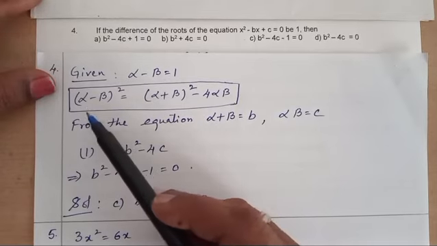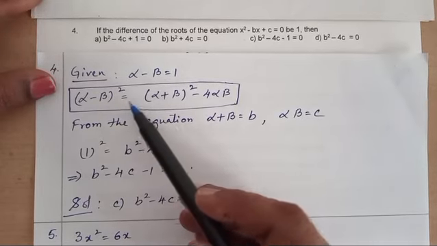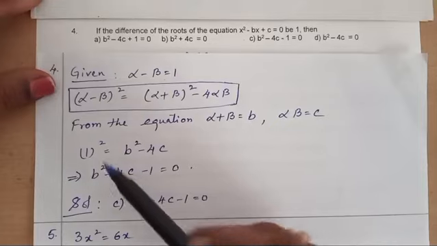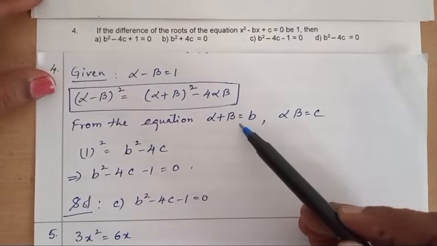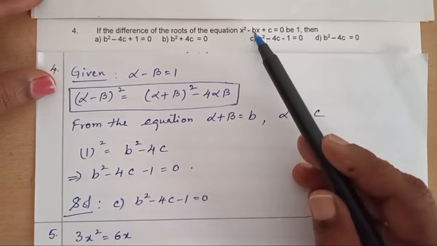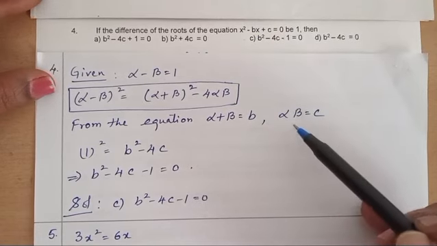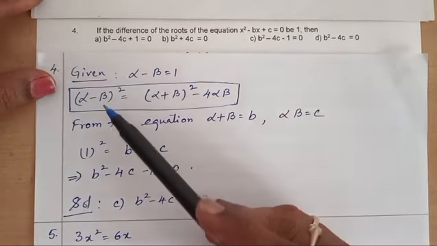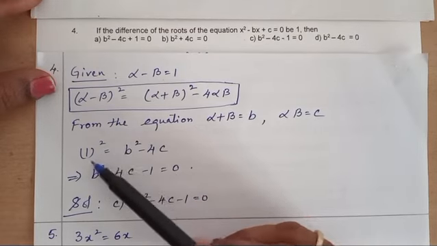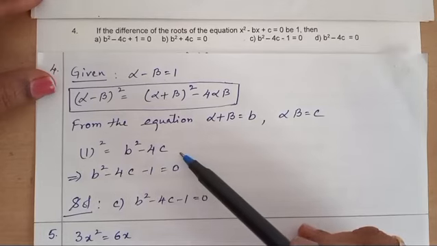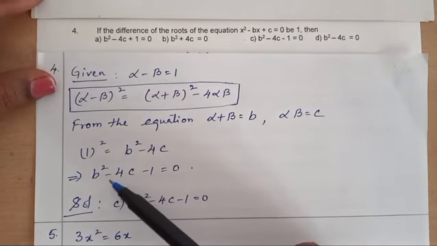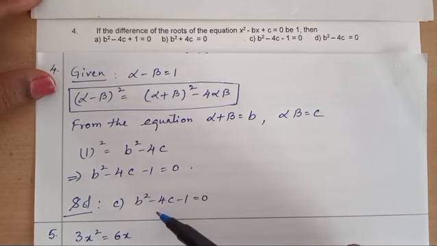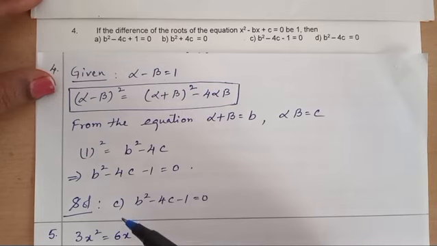Let's apply this formula. Alpha minus beta whole square is equal to alpha plus beta whole square minus 4 alpha beta. From this equation, alpha plus beta is equal to minus of minus b by 1, which is equal to b. Alpha beta is equal to c by 1, which is equal to c. Hence, by solving we get 1 square is equal to b square minus 4c. Hence we have b square minus 4c minus 1 is equal to 0. The solution is option C.